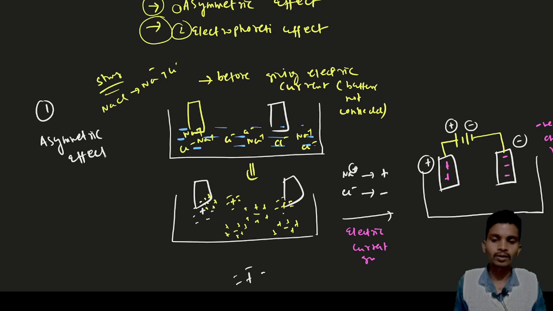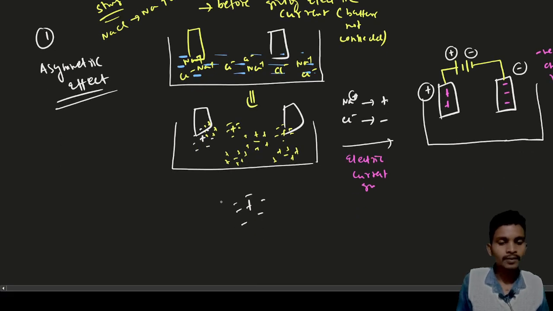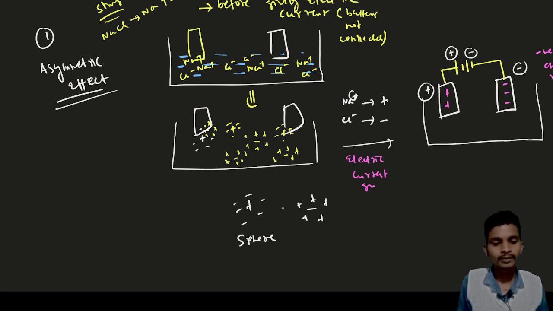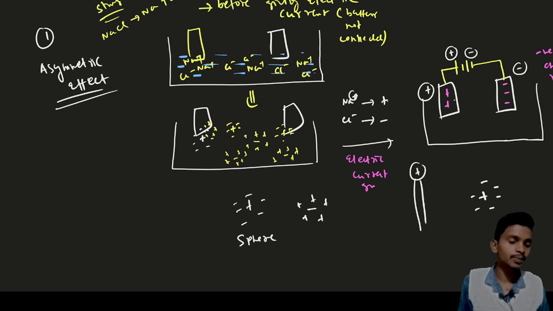Asymmetric effect, then we will go for electrophoretic effect. So for the asymmetric effect, first, a positive charge is surrounded by negative charges in a spherical way, and a negative charge is surrounded by positive charges in a spherical way. Whenever you give the electric current, the positive rod attracts the negative charge towards itself.